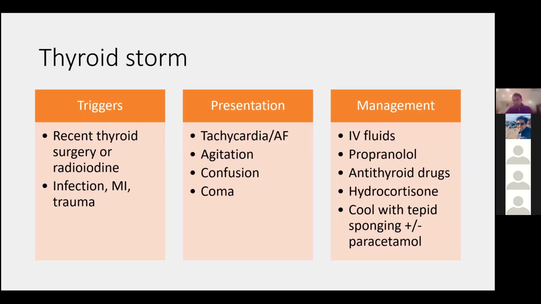You need to keep them well hydrated, symptomatically treat with a beta blocker, give them antithyroid drugs to shut off their thyroid gland, and give them hydrocortisone. The reason for that is that hydrocortisone actually slows down the conversion of the less active T4 to the more active T3 within the body's tissues. So it can have an effect in slowing down the action of thyroid hormone. And because they can become pyrexial, you need to make sure that they're cooled with tepid sponging or paracetamol as needed.